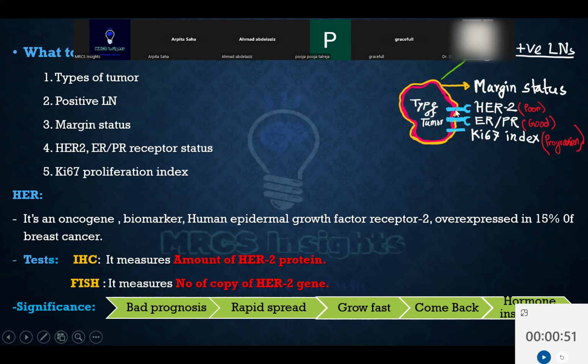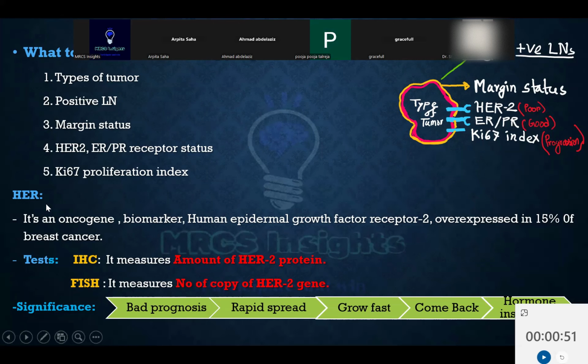And you can see there are 2 receptors here. One is HER2 receptor. If it is positive, it indicates poor prognosis, and if the ER or PR receptor is positive, it indicates good prognosis. And we also do Ki67 index, which indicates the progression of the tumor. So these 5 things we will look into the pathological report.